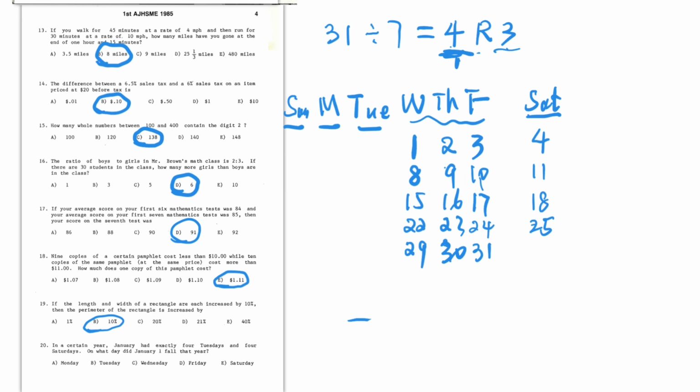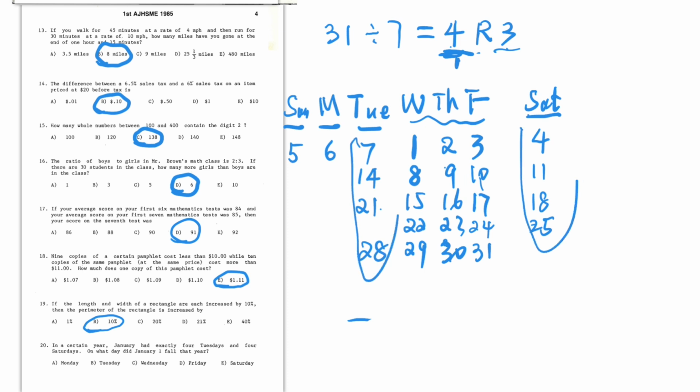Look at the Tuesday. So Saturday is January 4th. That will be the 5th, 6th, 7th. Tuesday is the 7th, another will be 14, plus 7, 21, plus 7, 28. So Tuesday and Saturday exactly 4 times. January 1st must be Wednesday. So the answer is Wednesday.